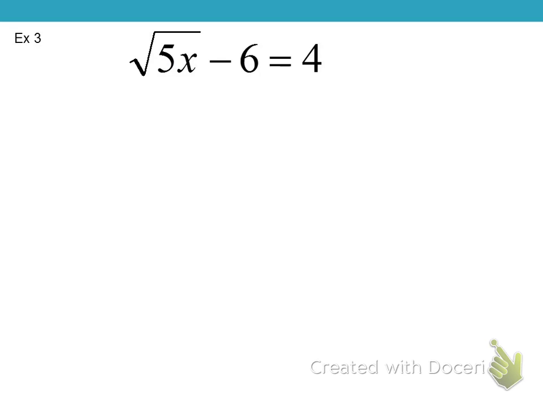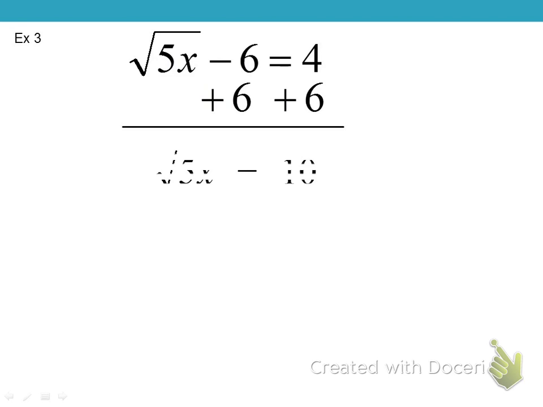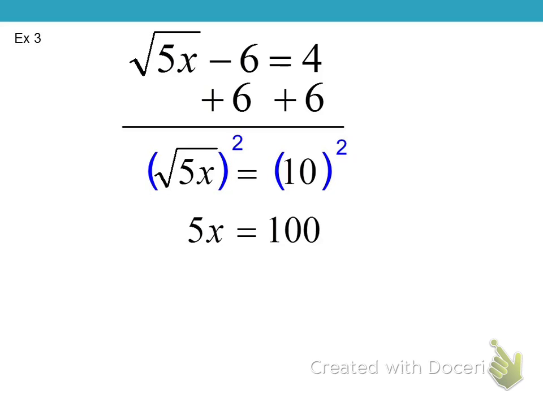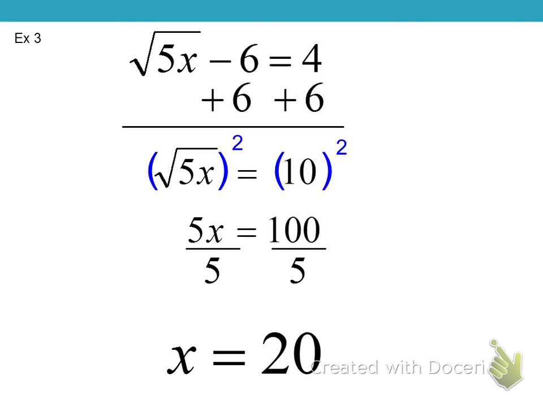All right, what should I do first? Add 6 to both sides. Then what? Square both sides. Boom, boom. What do I have on the left? 5x equals 100. Good. Divide both sides by 5, and x equals 20. Why didn't we do this lesson first? That's it. I'm wondering why.